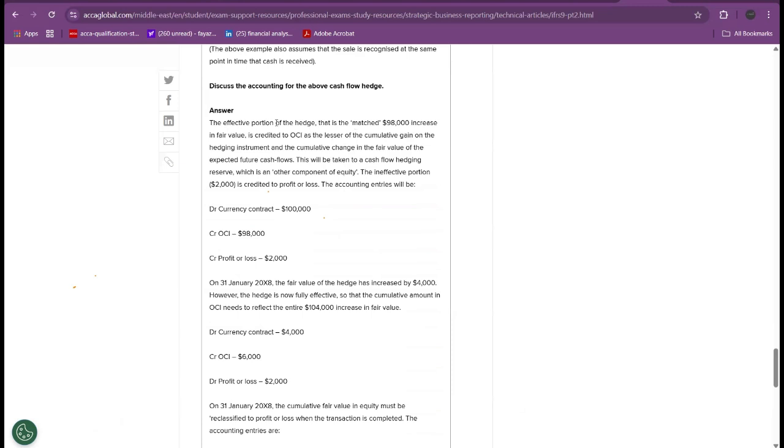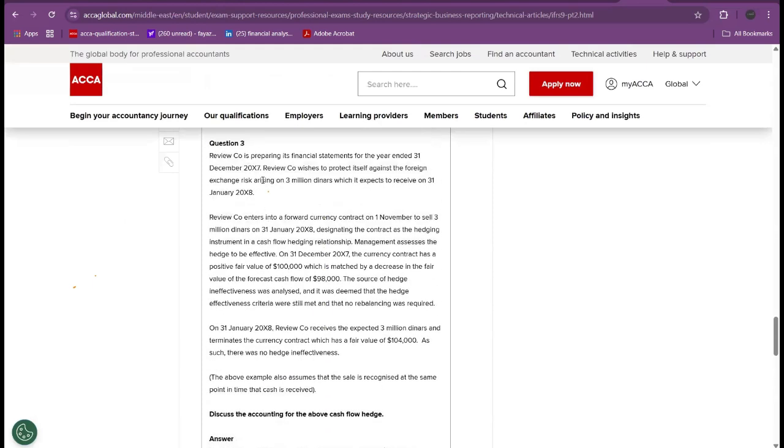Match the effective portion of the hedge, that is the matched 98,000 increase in fair value, is credited to OCI as the lesser of the cumulative gain on the hedging instrument and the cumulative change in the fair value of the expected future cash flows. This is the gain, and it is matched by a decrease in the fair value of the forecast cash flow.